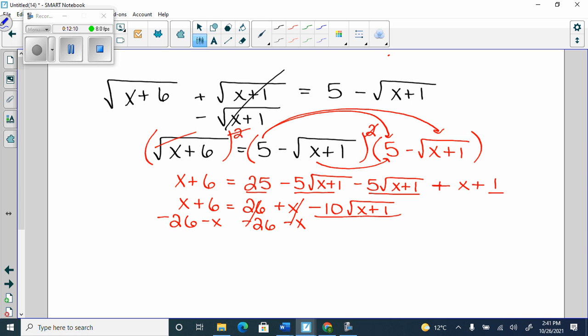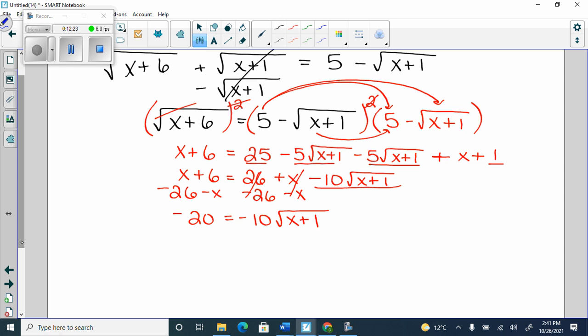So I'm going to get 26 plus 6, which is negative 20. And then the x's just cancel. Equals negative 10 root x plus 1. Now what do I have to do? Divide by negative. What's the number in front? Negative 10. So divide by negative 10. So I'm going to get 2 equals root x plus 1.